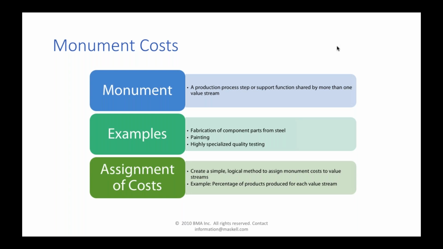Typically, monument costs get assigned through a simple, logical allocation method. For example, in fabrication, you would take the percentage of products produced for each value stream and assign the monument cost to the order fulfillment value streams. Now again, there's lots of detail behind this, but what's important to understand for this webinar is that you will have to deal with some monument costs.